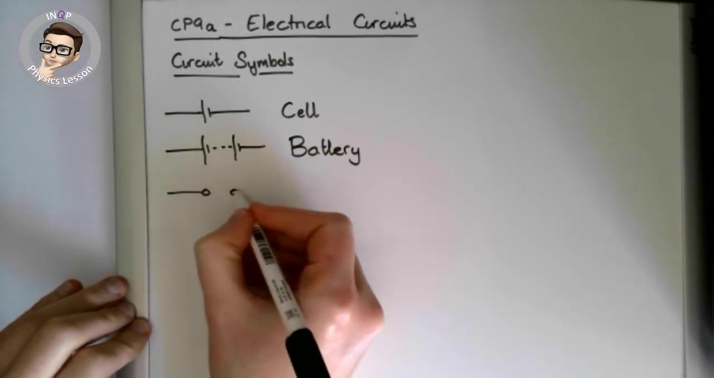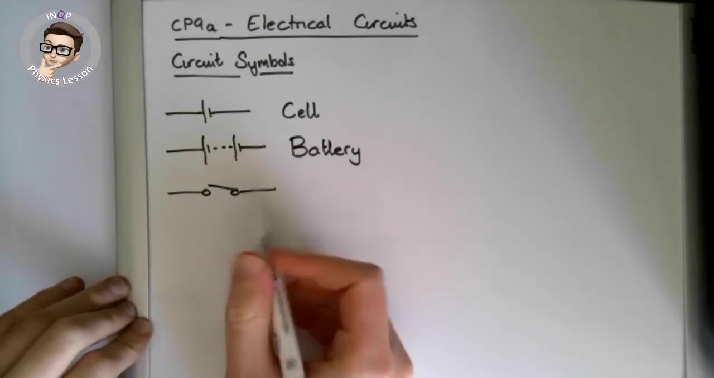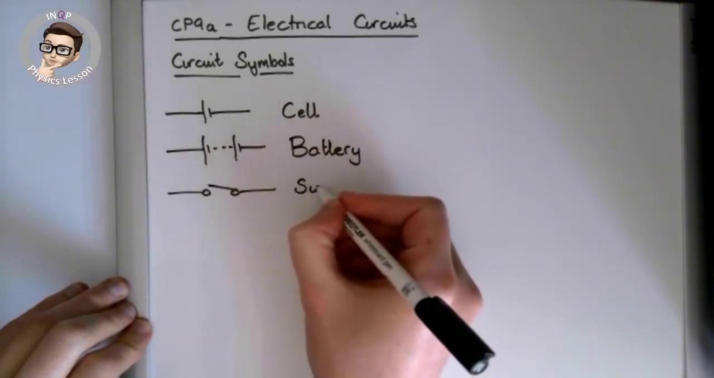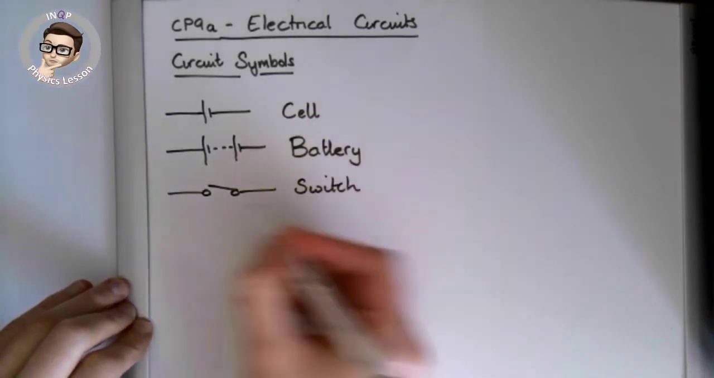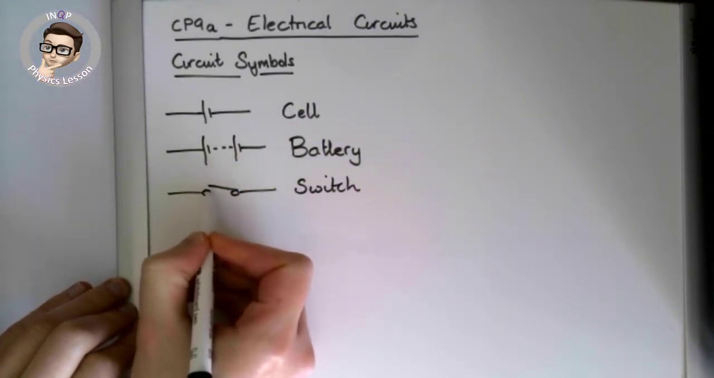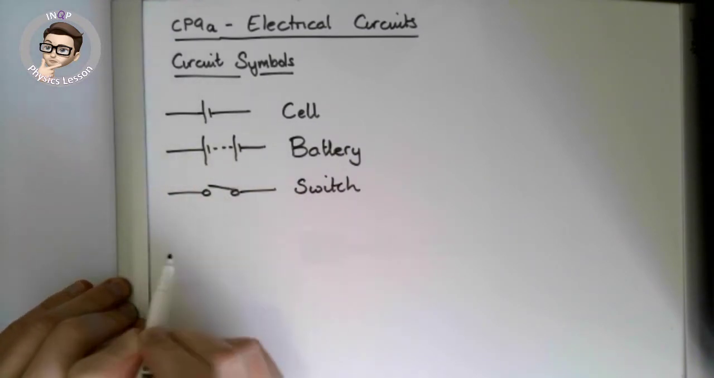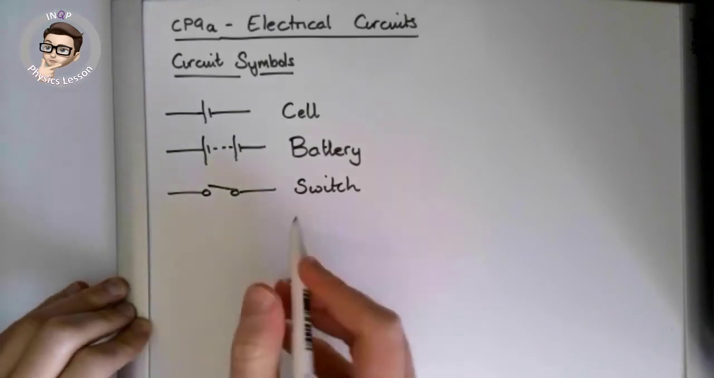Let's move on. Again, you've seen this one this morning. We've got a switch. So two, what we would call terminals, these circles, with a line across them. This would be an open switch because there's a gap, so no electrons can flow, and a closed switch would just be a line straight across, but this is a switch.